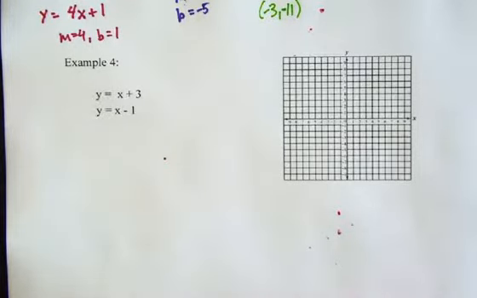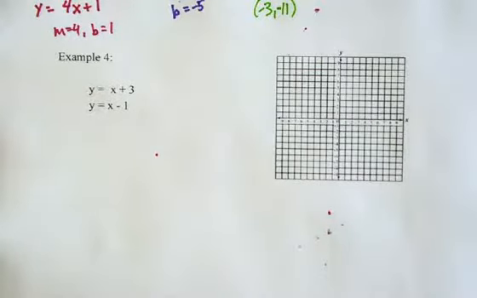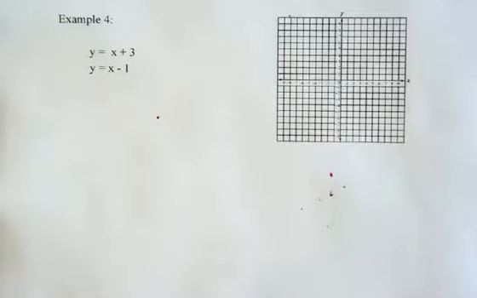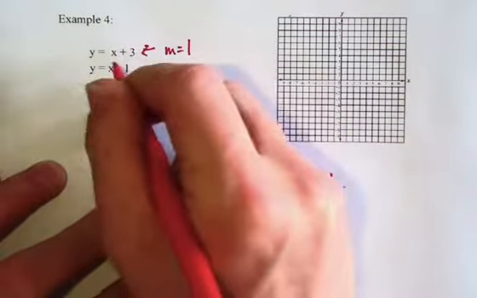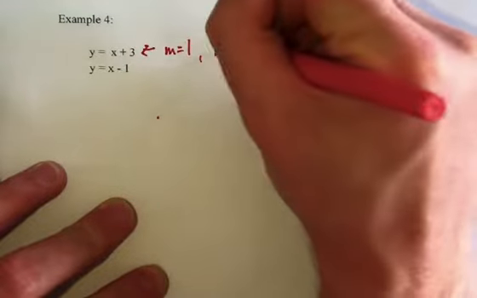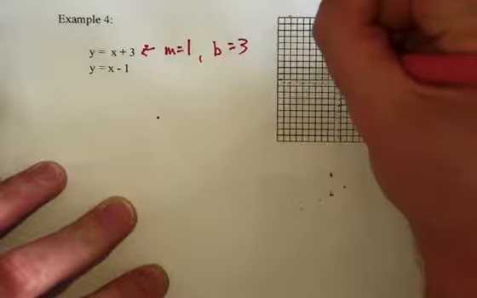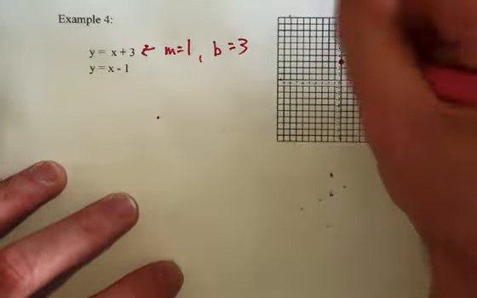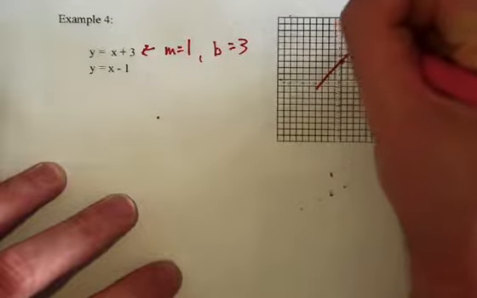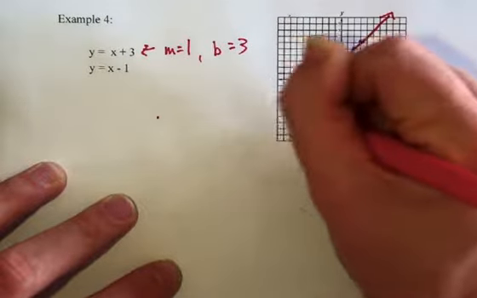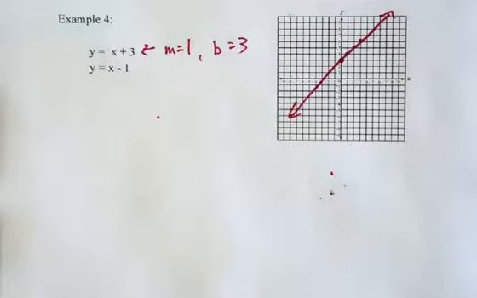Example 4, sorry about the bleeding through, I didn't realize these markers were going through. We have y equals x plus 3 and y equals x minus 1. All right, this is going to be a nice segue. Okay, so our first one is y equals x plus 3, right? M equals 1 here, our slope is 1. B equals 3. So we've got 1, 2, 3. Okay, and then it's just going to be up 1 over 1, and so on and so forth. It's a beautiful line. Looks something like that. A little bit off without a ruler, but you get the point.